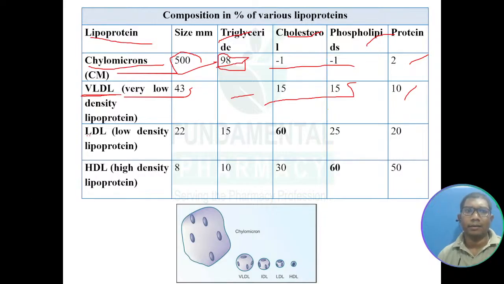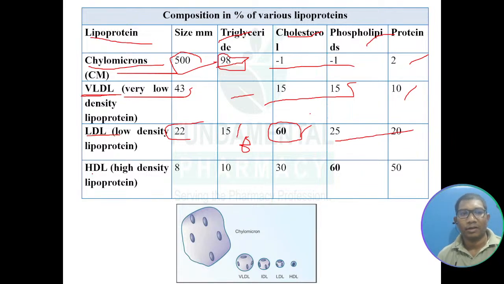Next one is LDL, low density lipoprotein. They are defined based upon the density. So low density lipoprotein, 22 micrometer in size, 15% triglyceride content, 3% cholesterol content. That's why low density lipoprotein is known as bad cholesterol. Phospholipid 25% and protein 20%.